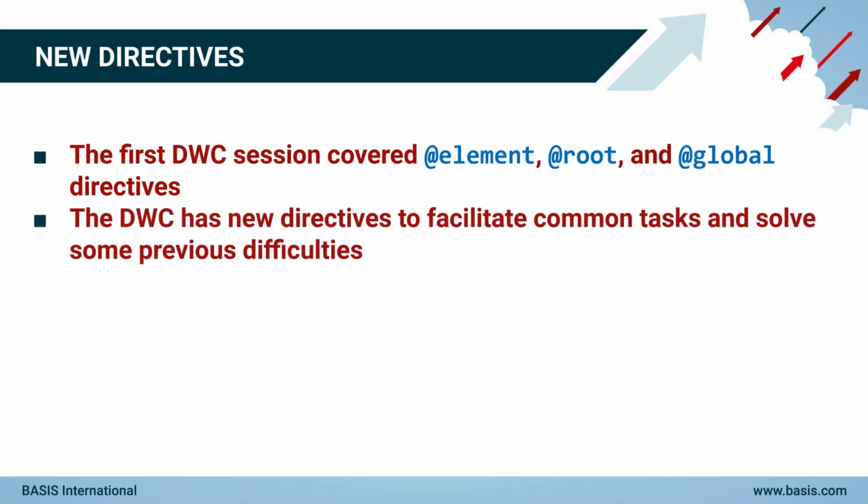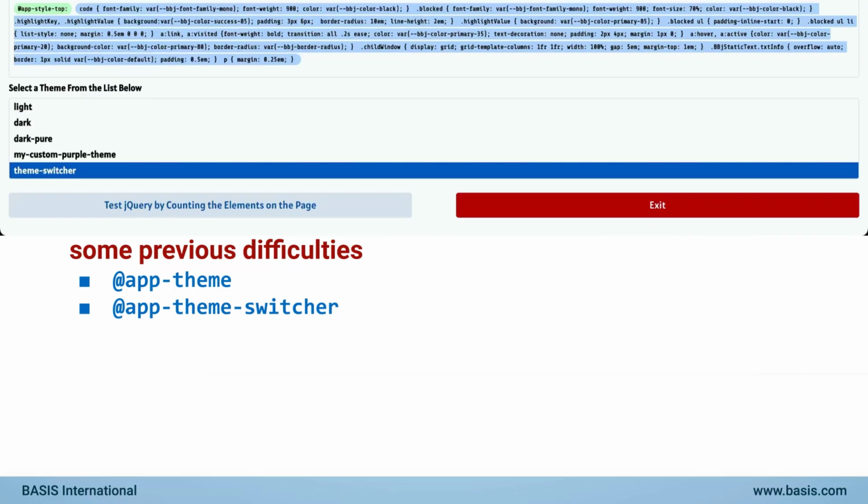Since then, we've added several more that open new opportunities and address some long-standing difficulties. For starters, there are a couple of directives that facilitate working with themes: @appTheme and @appThemeSwitcher. The DWC has 3 built-in themes, and it's possible to use the @appTheme directive to allow multiple custom themes to coexist with the DWC's dark and light themes. For an example showing the directives in action, let's take a look at a demo.